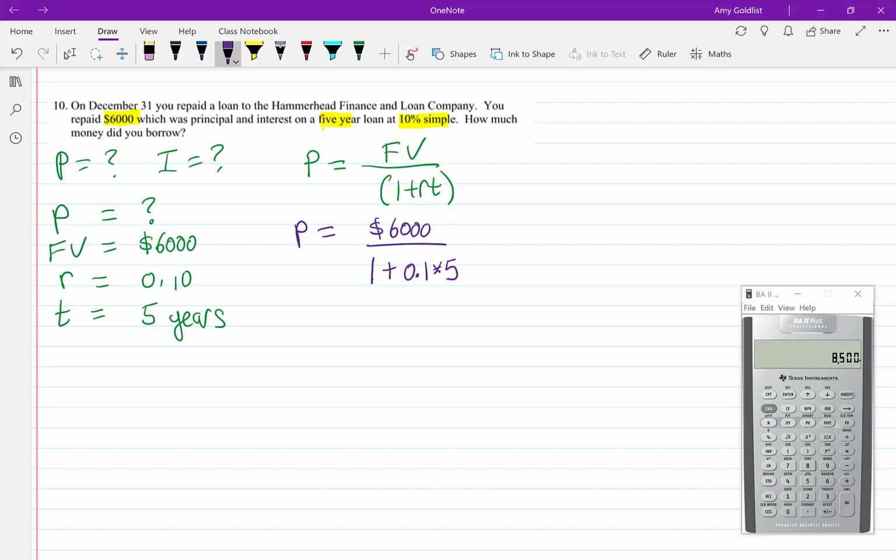This time I'm going to simplify the denominator. I think that ends up being easier to put into a calculator. Well, 0.1 times 5 is 0.5, so I end up with 6,000 divided by 1.5. Well, that is exactly $4,000, so that's how much we borrowed.